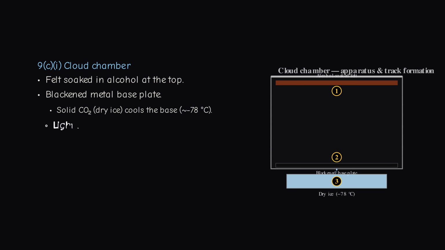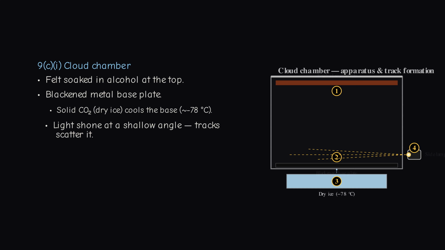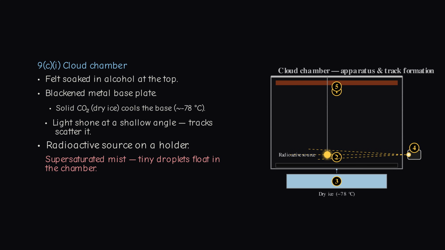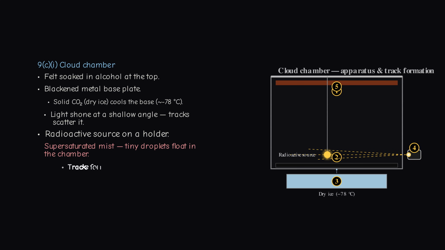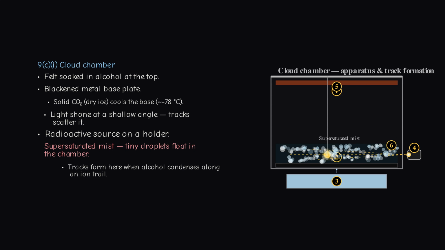A lamp shines in at a shallow angle so tracks scatter the light. A radioactive source is mounted on a holder inside. Cooling the base makes the alcohol vapor supersaturated. A fine mist of tiny droplets floats in the chamber. This cloudy layer is where alpha particle tracks become visible when alcohol condenses along the ion path. These parts together make a cloud chamber.